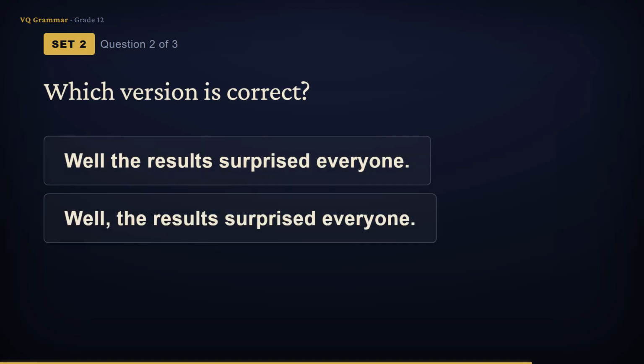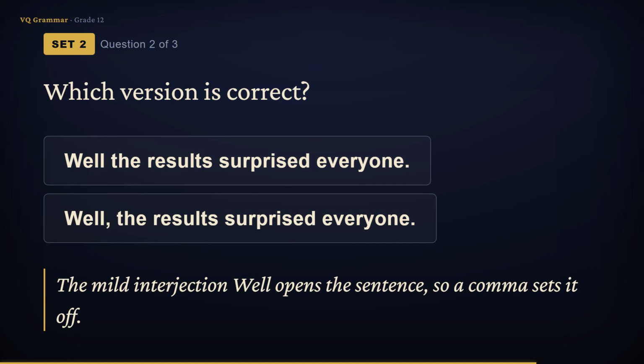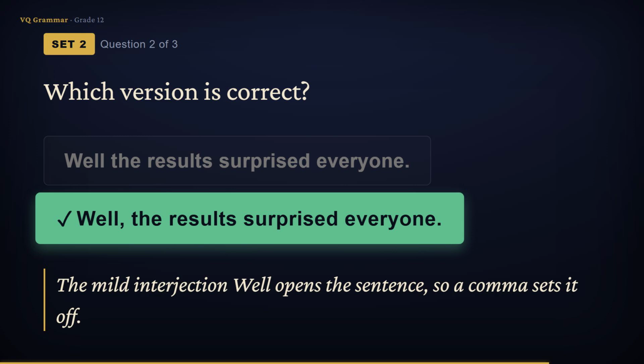Number 5. "Well the results surprised everyone." Should there be a comma after "well"? "Well" is a mild interjection opening the sentence, and an introductory word like that is set off with a comma, so we write it with the comma right after "well."